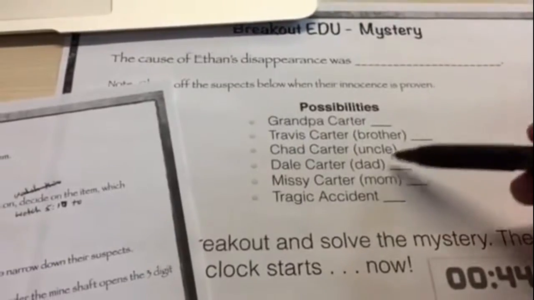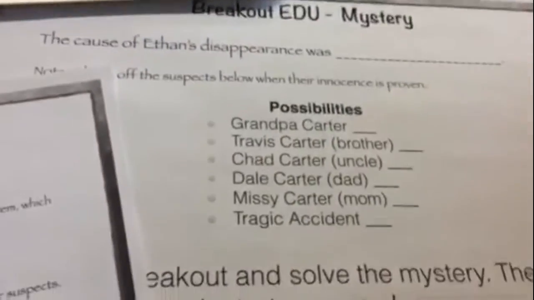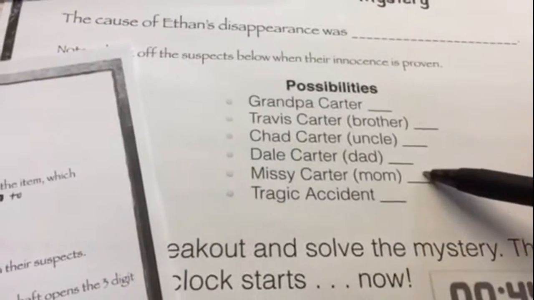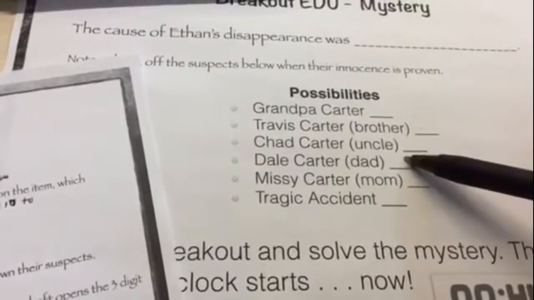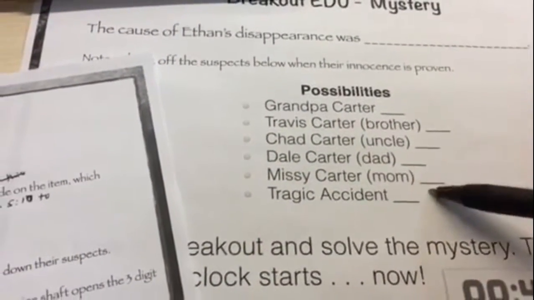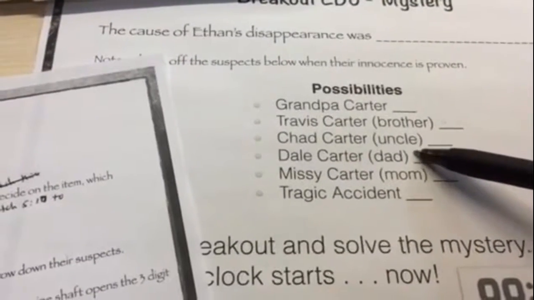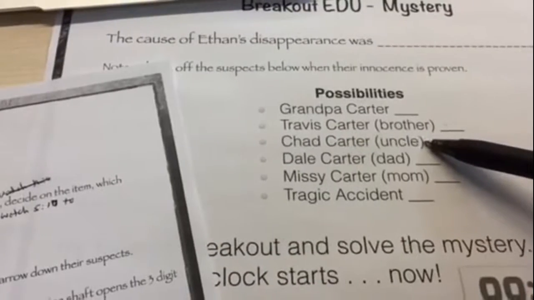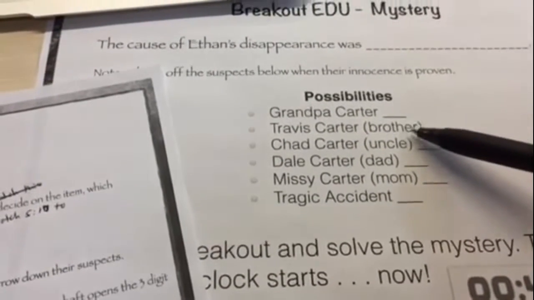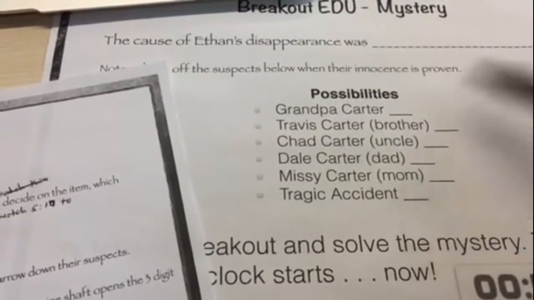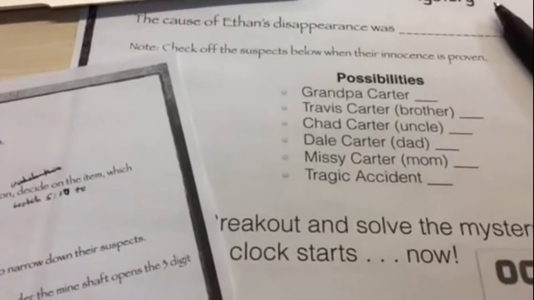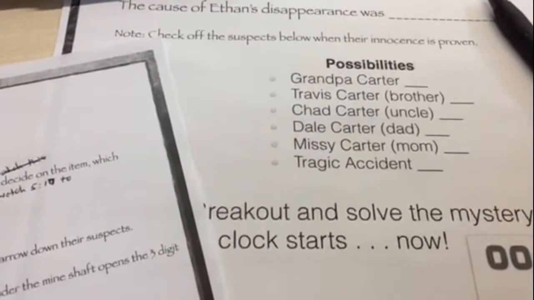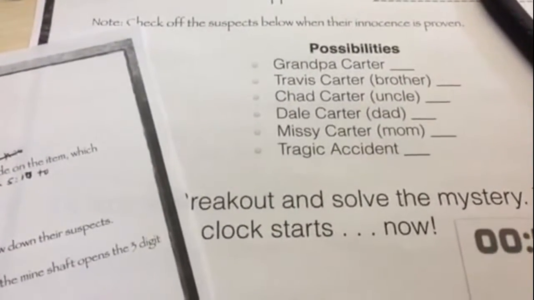They're going to find out here that now they can basically cross off the uncle, Chad, and they'll be able to also cross off Mom, Missy Carter. Well, no, they'll be able to cross off the uncle for sure. Right now, he's the only one that you can really get rid of. So far, we've gotten rid of, for sure, Travis and Chad. And once they've been able to mark that down, then they are ready to move on further in the mystery.